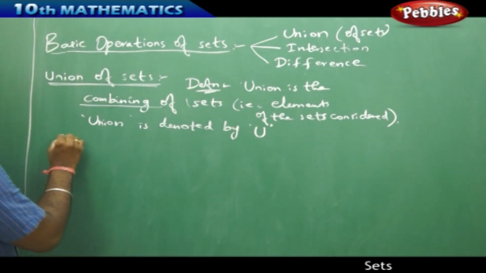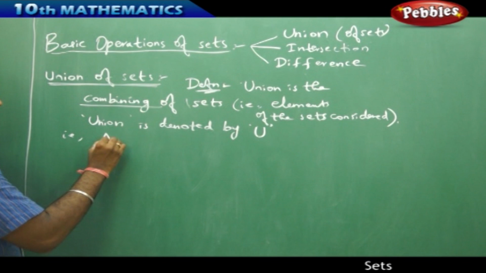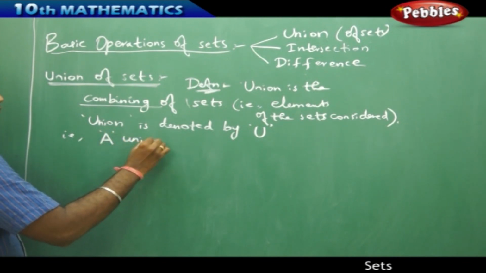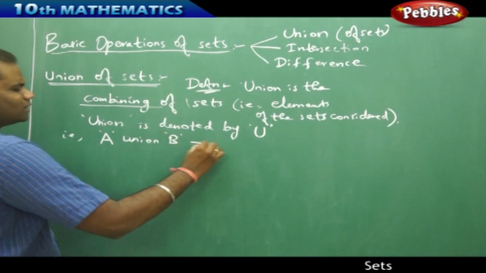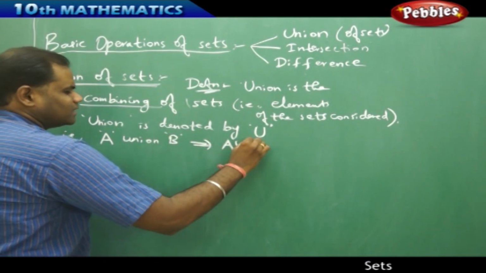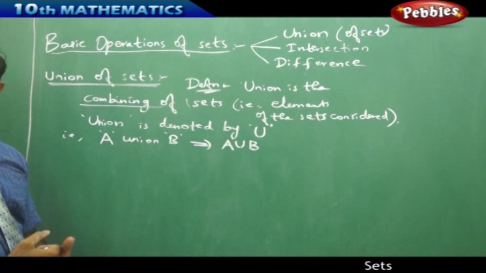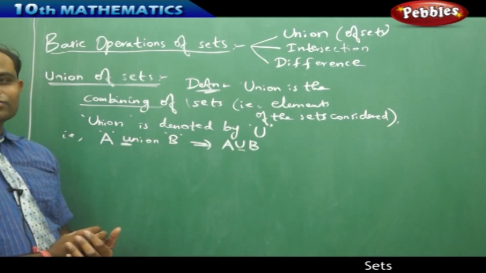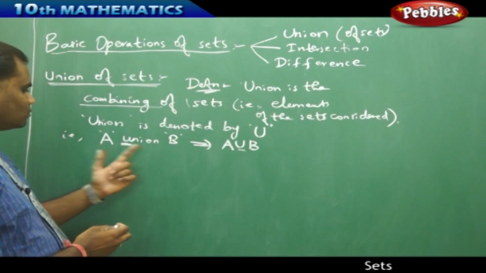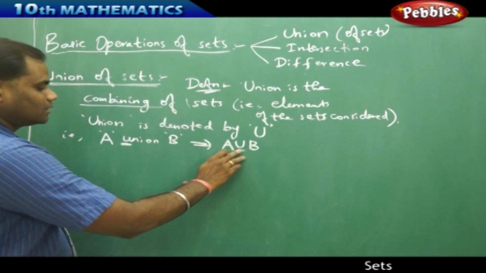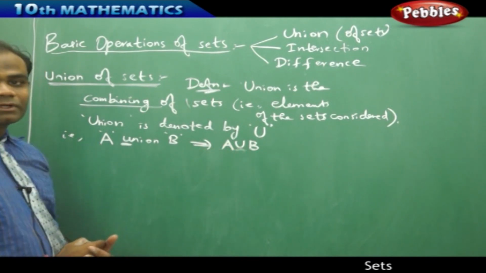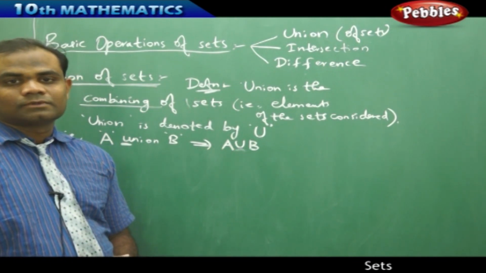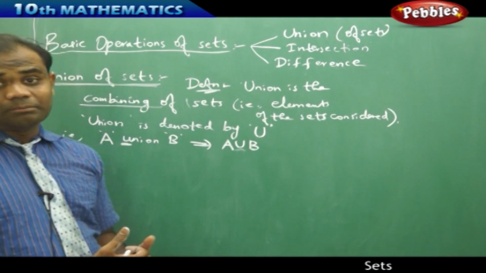That means A union B implies, I can write mathematically as this, which makes me understand that this ∪ is directly related to union. So therefore, A union B implies A ∪ B is how I understand the union notation. So let's see this with an example problem.